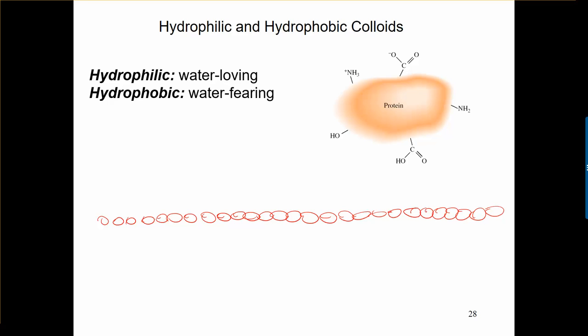Some of them love water, some of them hate water. And depending on the position that you put a water-loving and a water-hating amino acid will determine how it folds, okay? So this sequence of amino acids is very important to the structure of it.